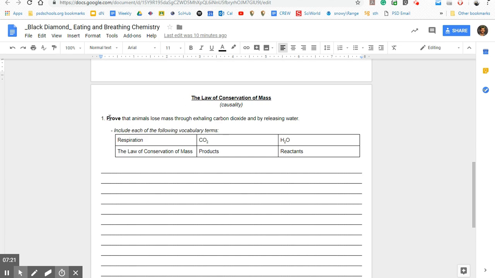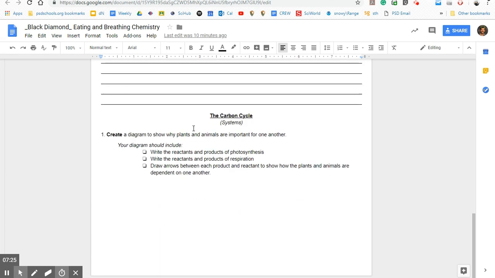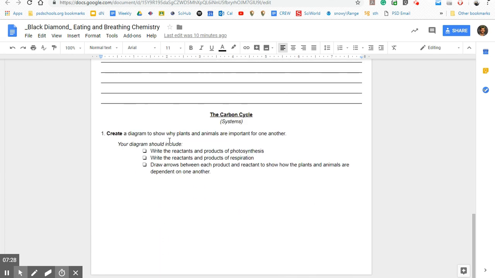Conservation of mass, again, I'm asking them about this topic again, but instead I'm asking them a little bit more of a thought-provoking, extended thinking type question. And then finally, the carbon cycle, instead of just asking them an open-ended question, I'm asking them to create a diagram so that they can really illustrate this. So I hope you can see the difference between the three assignments.